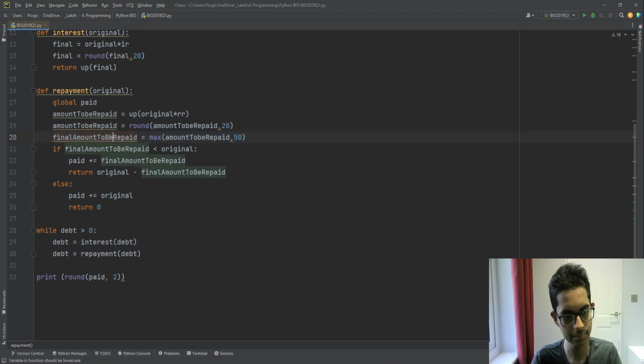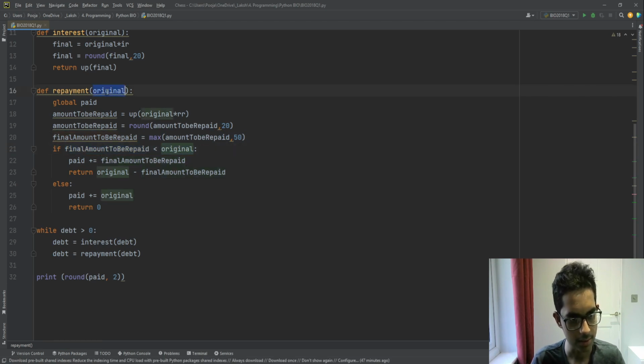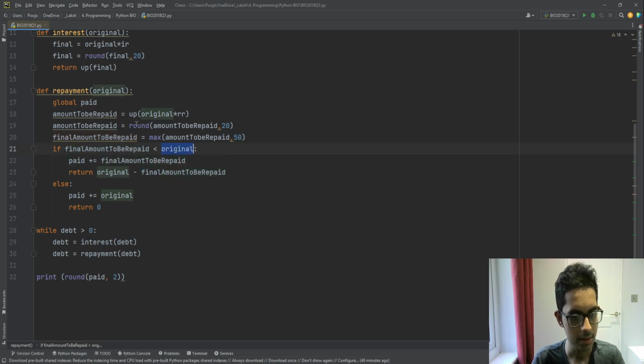Okay? Now, if the final amount to be repaid is less than the original amount, the original being here, then we basically just add the amount to be repaid to paid. The original is basically the current outstanding debt, if you like. And the reason why we're doing this is because if we just blindly subtracted the amount to be repaid like this, that could result in a negative answer, right?